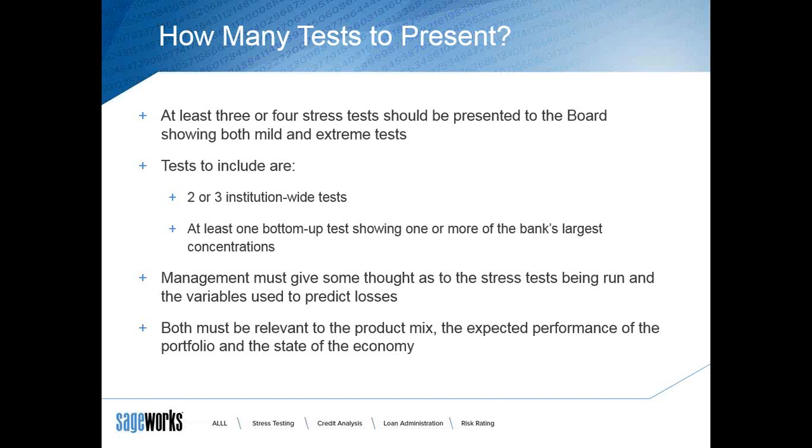And then finally, for the tests that you're going to be doing, make sure they're relevant to your product mix. If you're doing a commercial real estate test, but you're heavy in residential, that might not make sense. So make sure that the tests you're doing are relevant to your particular product mix, and really even the state of the portfolio and the economy as well. So if it's focusing on losses and not delinquency or whatever, keep those tests in context.